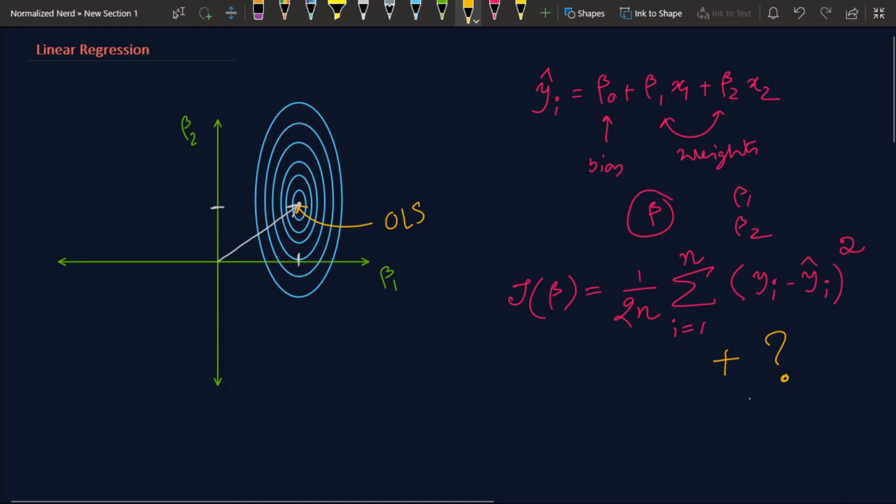Well, what should we put here? There are actually two famous choices. The first one is adding the sum of the squares of the weights, and that is termed ridge regression. And in the other case, we add the absolute values of our weights, which is called lasso. First, I'm gonna show you the cost function of ridge regression, and the cost function goes something like this.